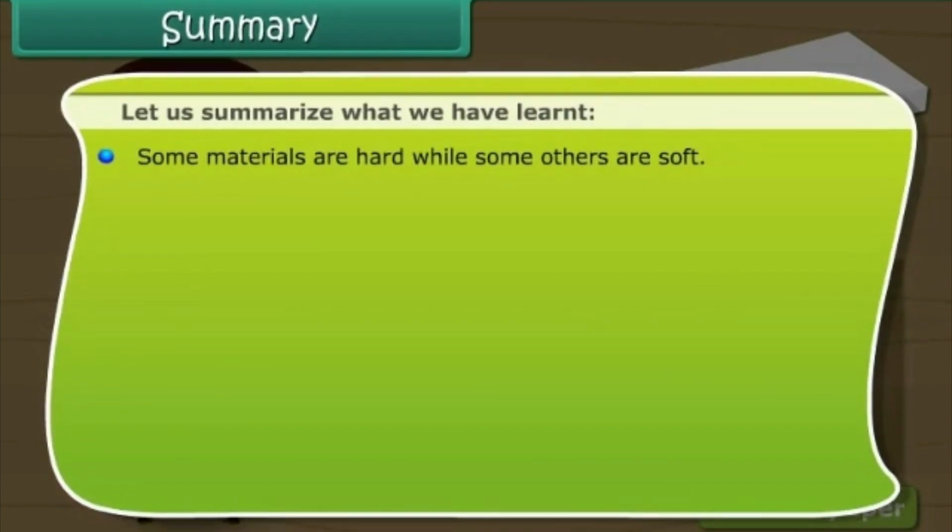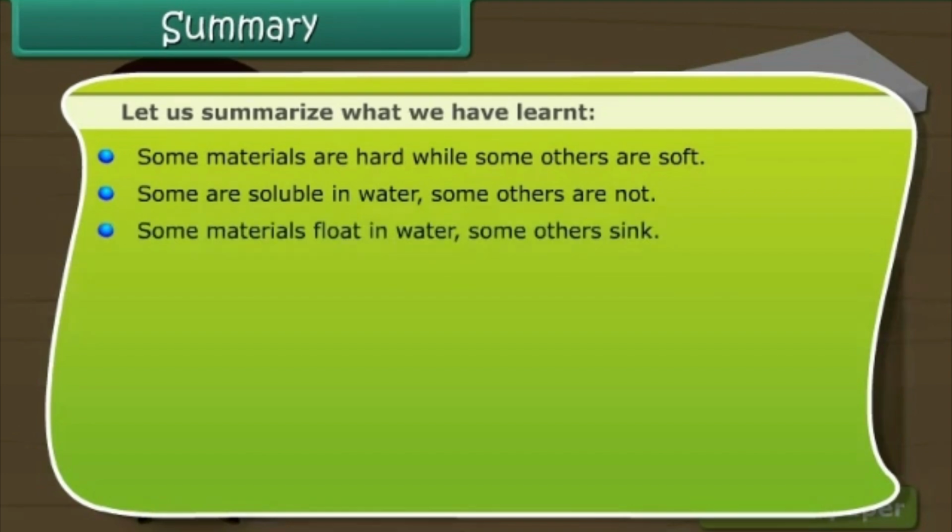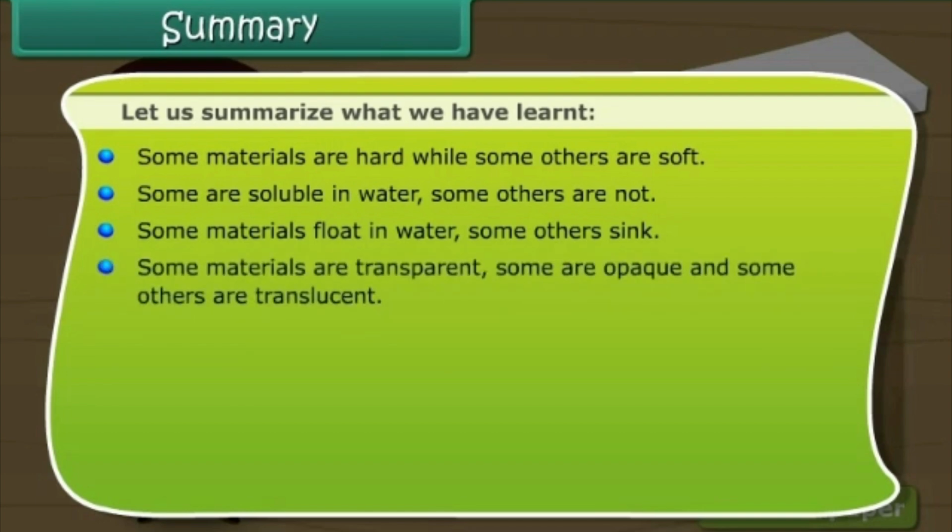Some materials are hard, while some others are soft. Some are soluble in water, some others are not. Some materials float in water, some others sink. Some materials are transparent, some are opaque, and some others are translucent.